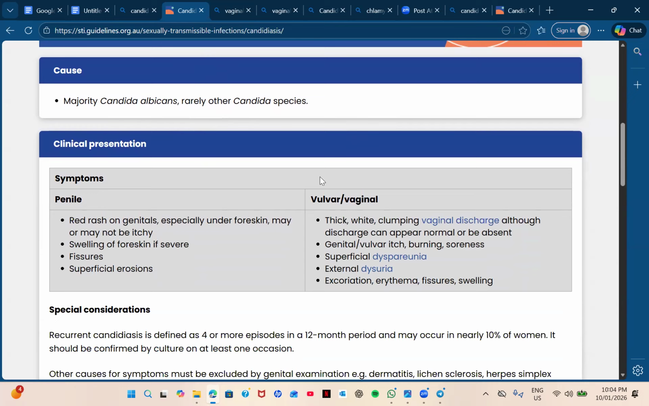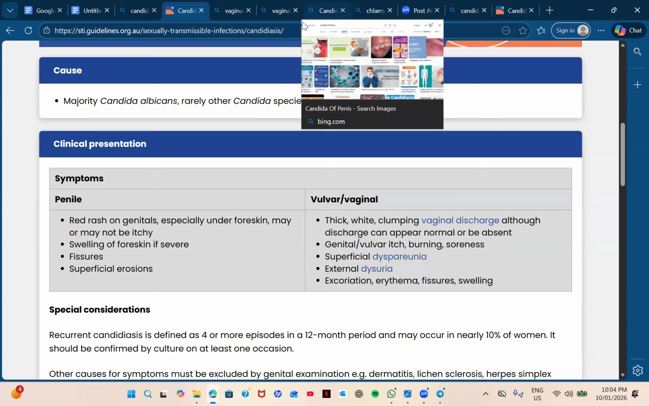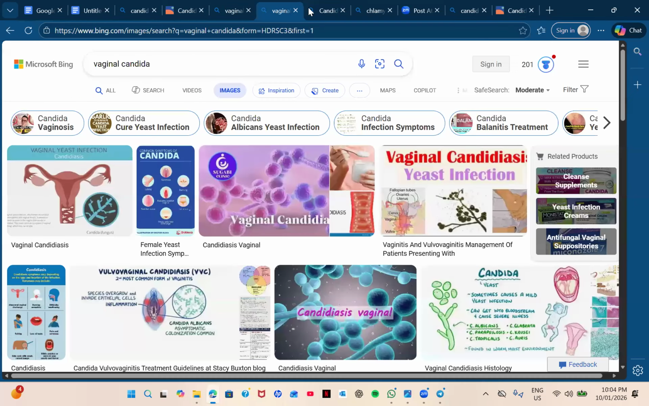So what are the clinical features? We should know how it appears. The penile symptoms are a red rash on the genitalia, especially under the foreskin, which may or may not be itchy. Swelling of the foreskin if severe, and fissures can be seen. Superficial erosions we can see. I'll show a penile candida picture.